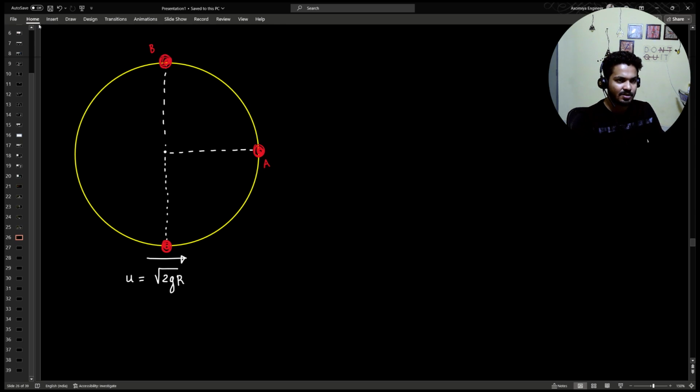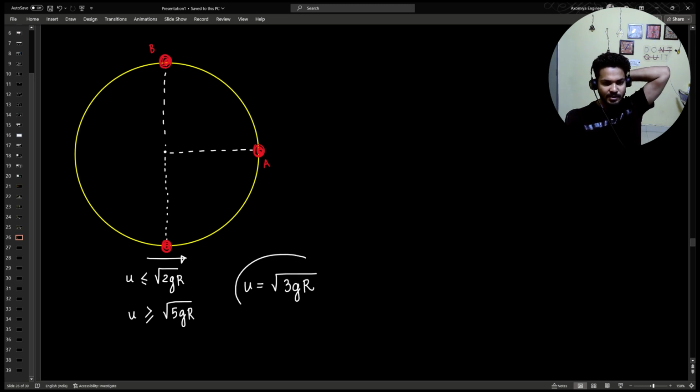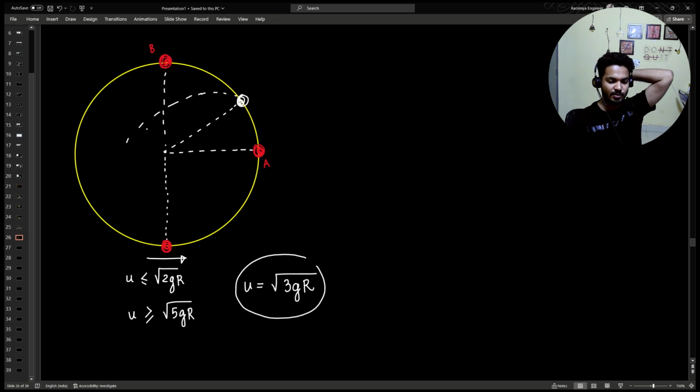If your velocity is greater than under root of 5 gr, we know that this is going to do a complete circular motion. Now my question to you guys is, what if I give something in between? For example, if the velocity is under root of 3 gr, let's say 3 gr, what height does it reach before it starts going haywire and not doing a circular motion? That's the question for you guys, which I will take.